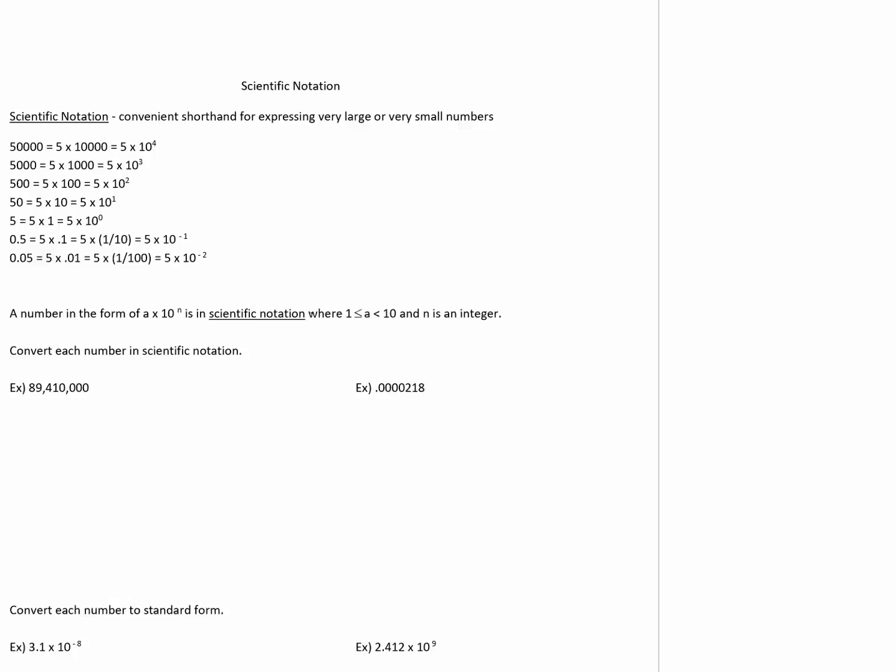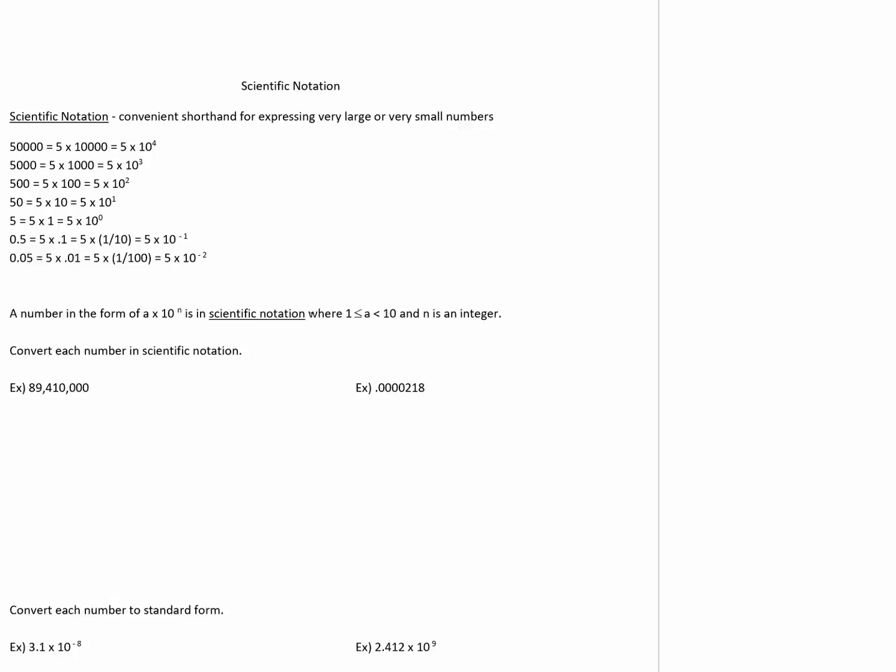5,000 is the same as 5 times 1,000, which is the same thing as 5 times 10 to the third. Okay, so let's look at some smaller numbers then. 5/10 is the same thing as 5 times 1/10 in decimal form, which is the same thing as 5 times 1/10 in fraction form, which is 5 times 10 to the negative first. 5/100 is the same thing as 5 times 1/100, which I can rewrite as a fraction here, which is the same thing as 5 times 10 to the negative second.